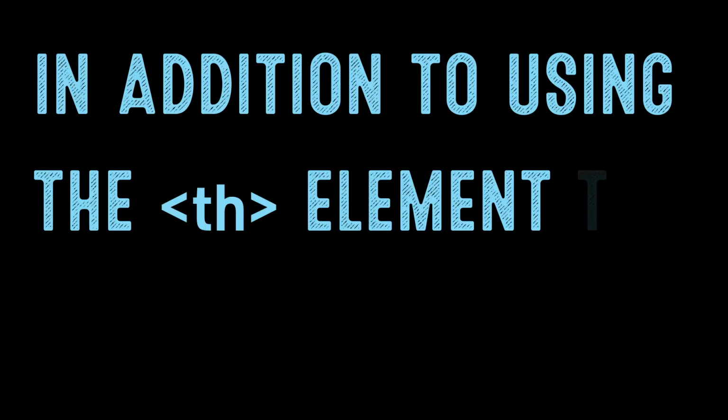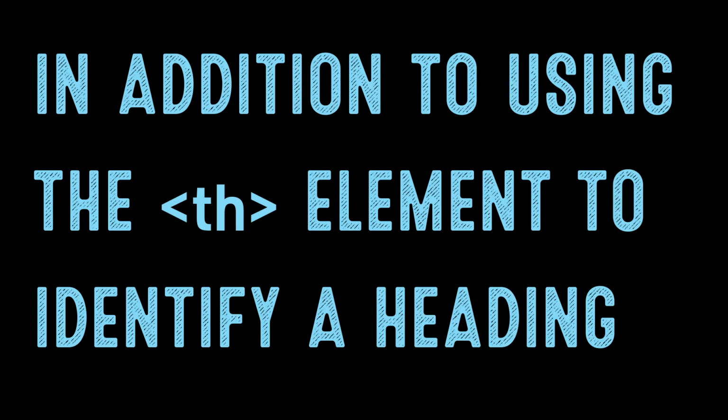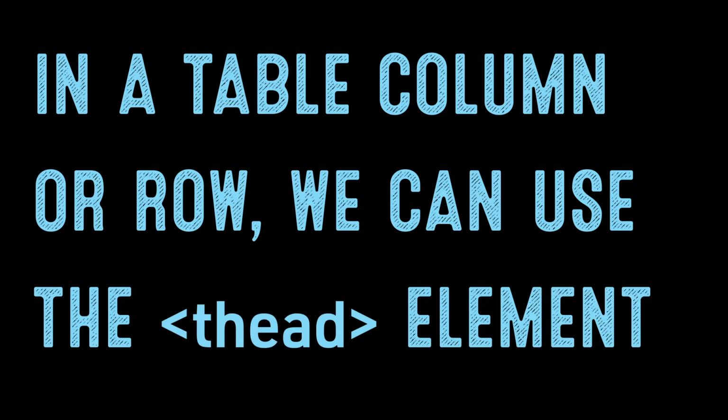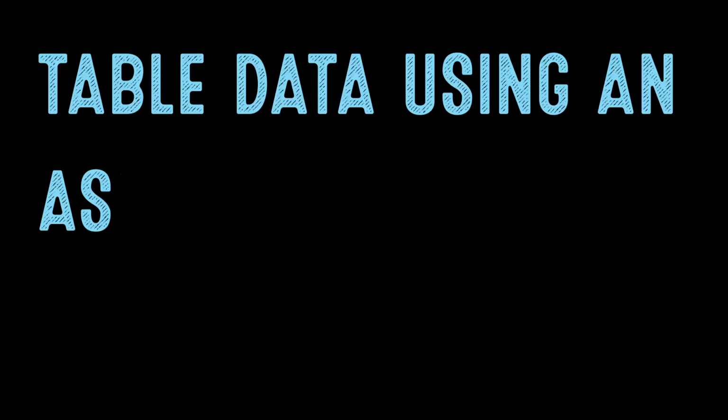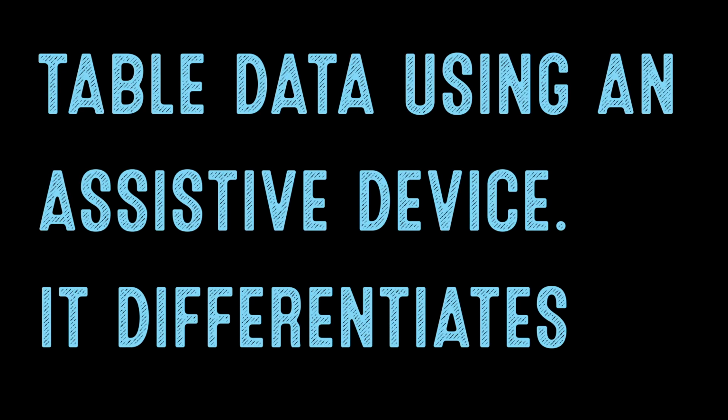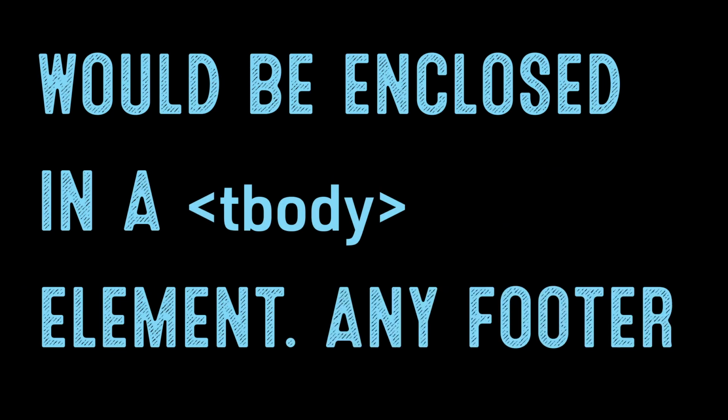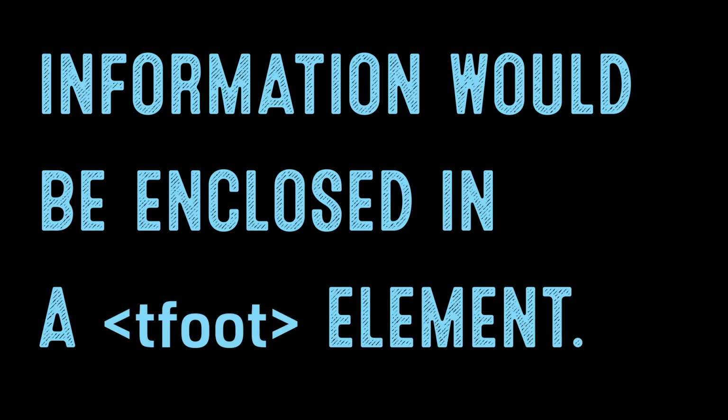In addition to using the TH element to identify a heading in a table, column, or row, we can use the thead element to further indicate the first row as a header row in a table. This is useful to those accessing your table data using an assistive device. It differentiates the header section from the body or main content, which would be enclosed in a tbody element. Any footer information would be enclosed in a tfoot element.